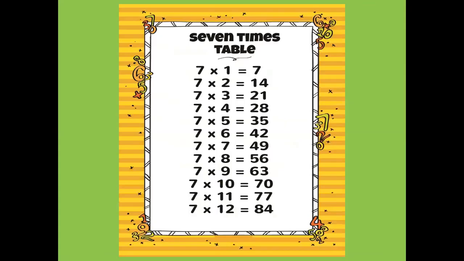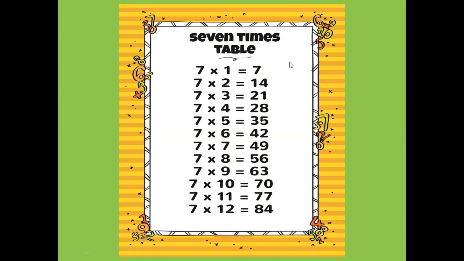Today also, table number 7. I hope all of you have memorized tables 2, 3, 4, 5, and 6, and keep practicing every day. Every day revise. Don't forget the table. So let us start. 7 ones are 7. 7 twos are 14. 7 threes are 21. 7 fours are 28. 7 fives are 35. 7 sixes are 42. 7 sevens are 49. 7 eights are 56. 7 nines are 63. 7 tens are 70. 7 elevens are 77. 7 twelves are 84.